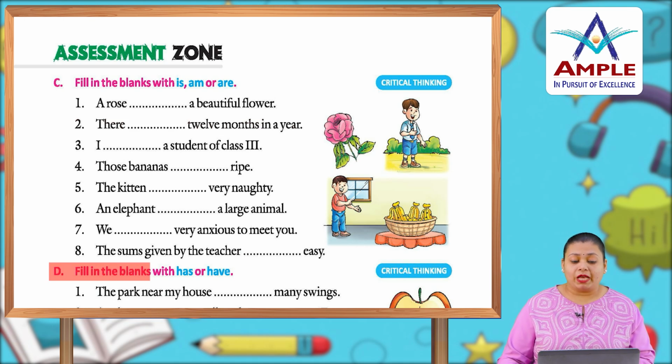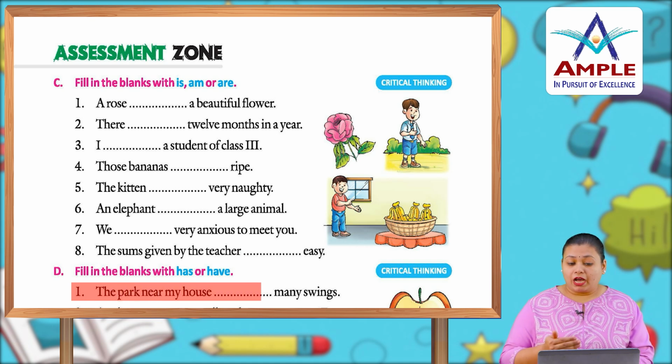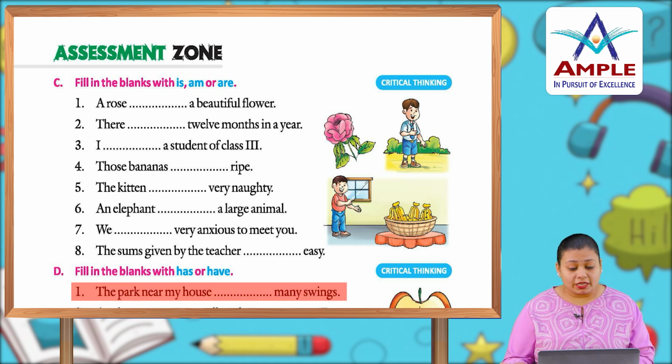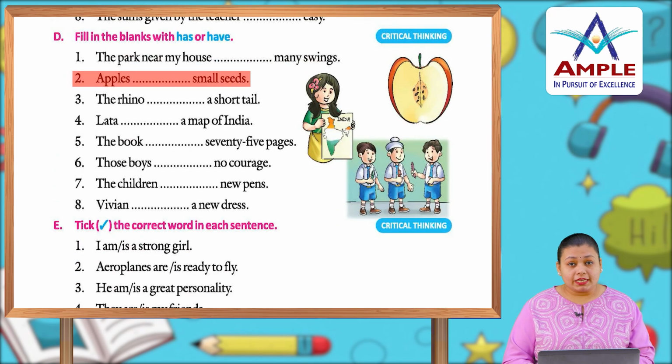Now D, fill in the blanks with has and have. Here, when we are talking about the present situation with a singular subject, we use has, and if the subject is in plural form, we will use have. The park near my house has many swings. Apples have small seeds.